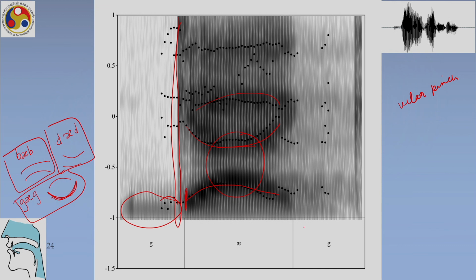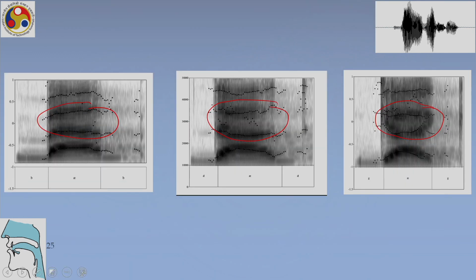So we can see now that place of articulation can be seen to a great extent in formant transitions. Even though the formants by themselves are representative of the vowels, the way they transition from one position to another gives us a cue with regard to a lot of other things like place and manner of articulation. So here we have compared the F2, F3 of these three different consonants.